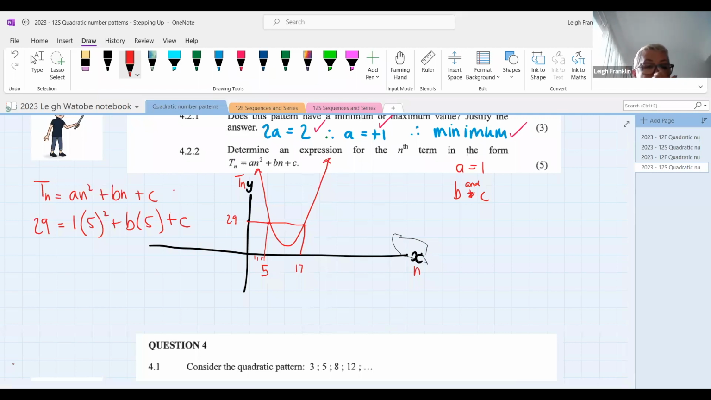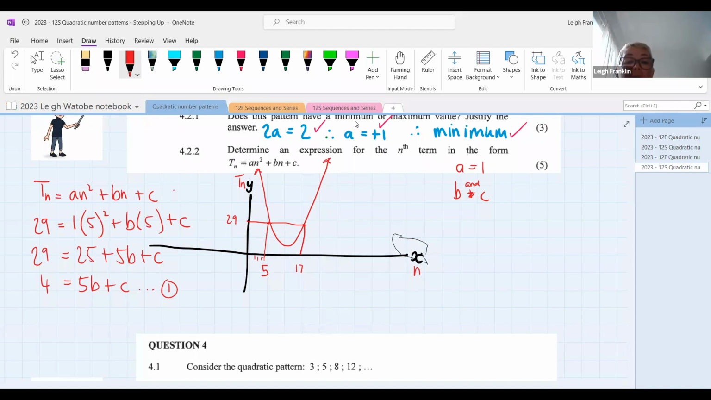So here I'm making equation number 1. Can everybody see that? When n is equal to 5, Tn is equal to 29, and I have subbed in that A is equal to 1. So this gives us 29 equals 25 plus 5B plus C, which means that 4 equals 5B plus C. That is equation number 1.